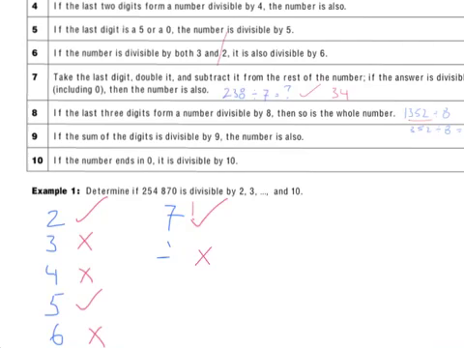Alright, for number 9, we add up all the digits, and if that number is divisible by 9, then it will work. So let's look at the numbers again. What do we have? 7 plus 4 was 11, plus 8 was 19, plus 7 is 26. Well, 26 is not divisible by 9, so 9 does not work. Okay, moving on.